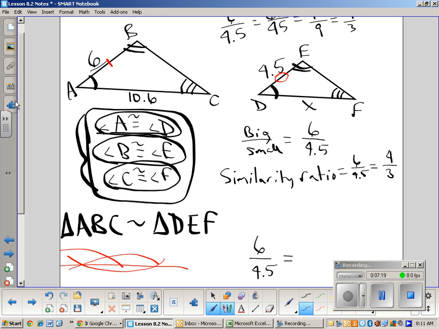Nick might have said, well, I want to go small to big. That's fine, but on the second one, you have to do the same. Small to big. You have to go in the same direction. If I go 6 to 4.5, then I have to go 10.6 to x.